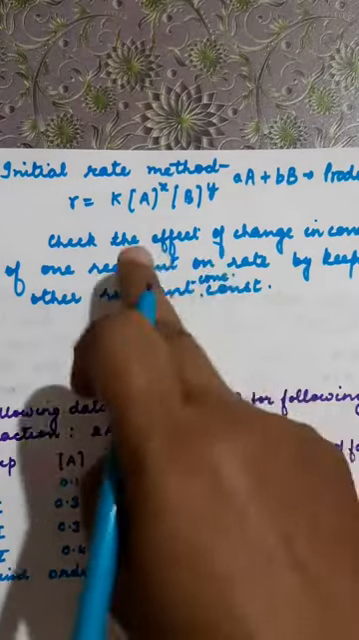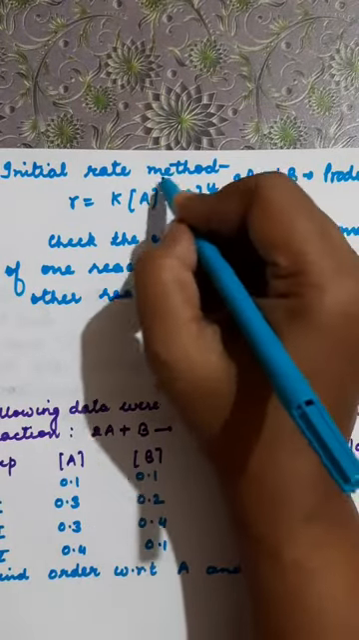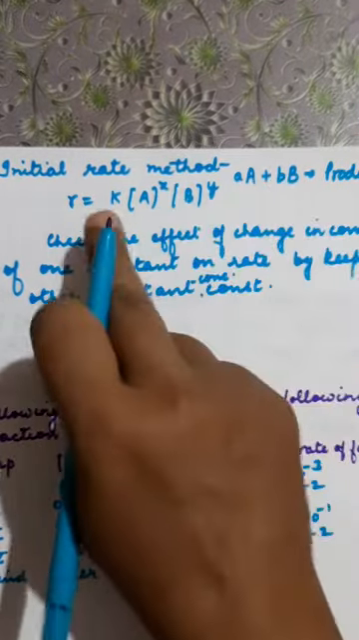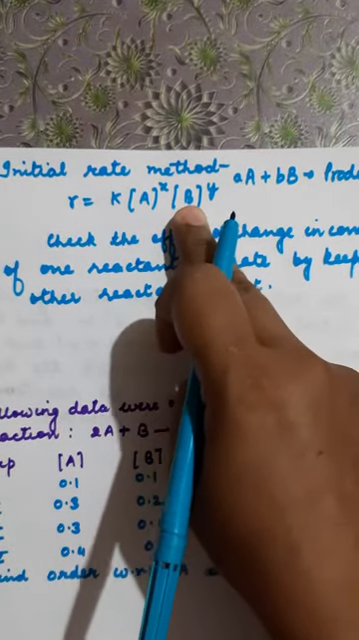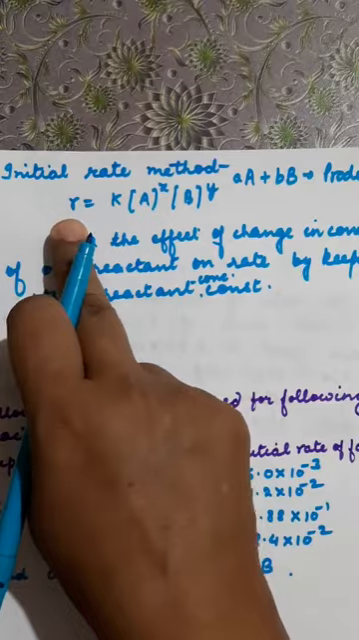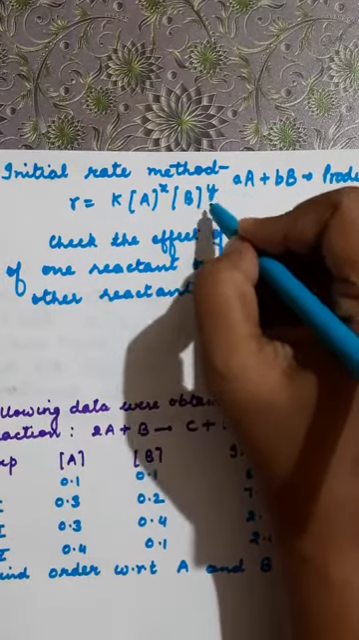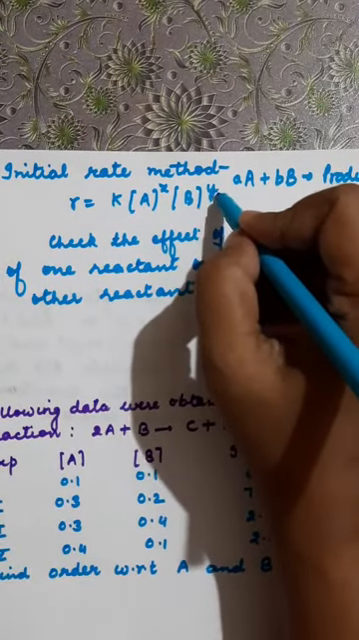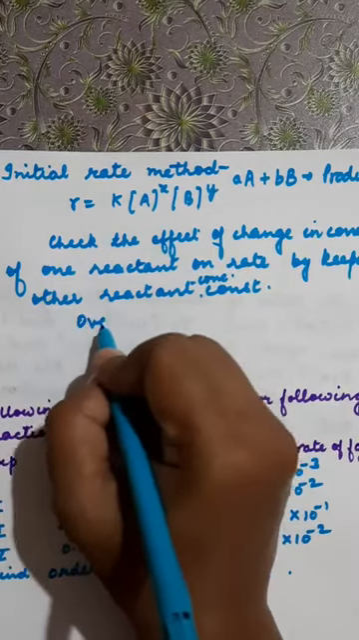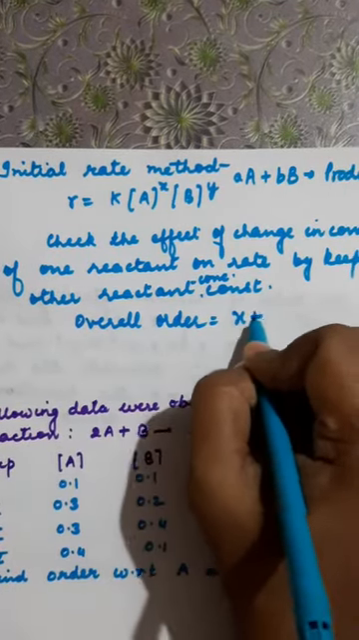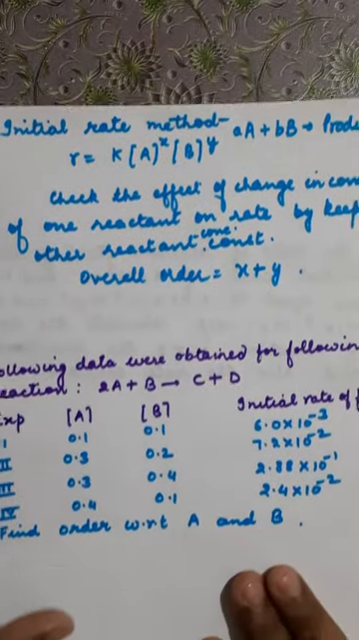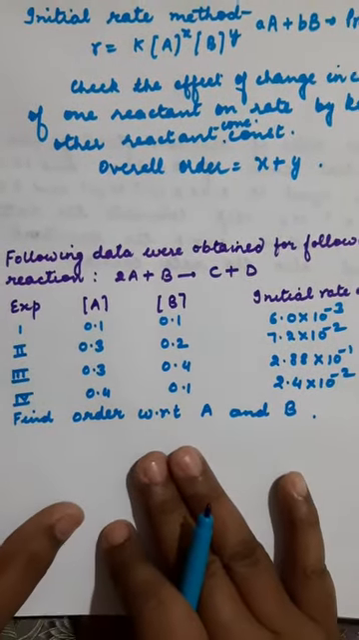In this case, we can find the order with respect to A, that is X. Then keeping A constant, we will see the effect of change in concentration of B on the rate of reaction, and we can find out the order with respect to Y. Overall order will then be equal to X plus Y. So it will become more clear by using an example.